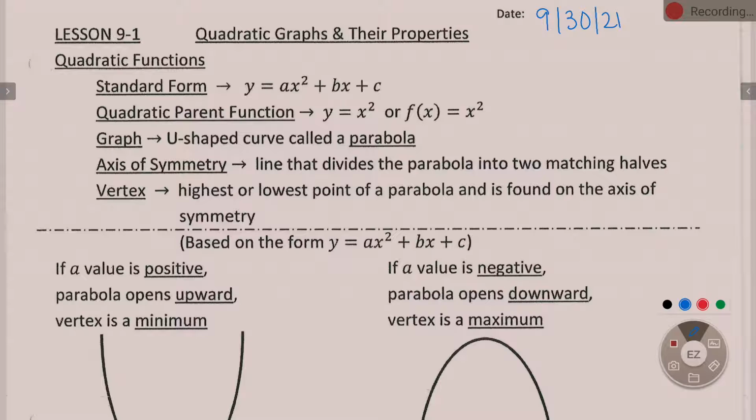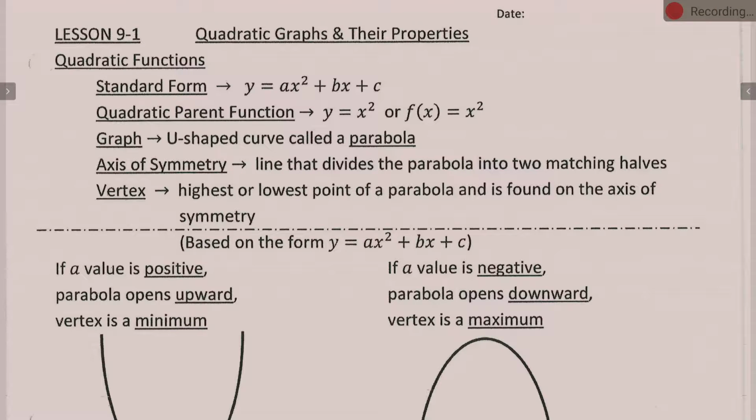Axis of symmetry. Axis of symmetry is a line that divides the parabola into two matching halves. So we usually draw it as a dotted line, but it divides into two matching halves, so that you can fold it on top of each other. And I'll show you on this picture here in a moment when I scoot it down. The vertex. When we talk about the vertex, we're talking about either the top of the U shape or the bottom of the U shape that's down off the screen. It's either the highest point or the lowest point, and it's also on the axis of symmetry.